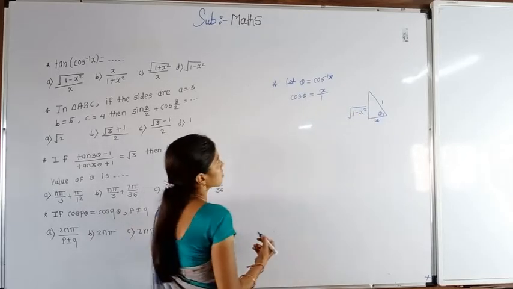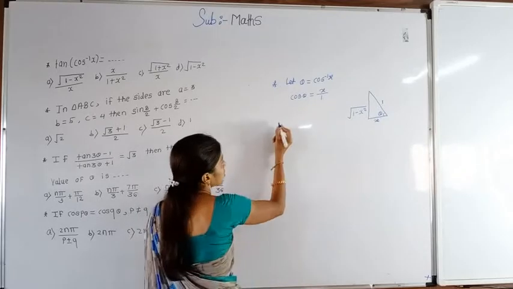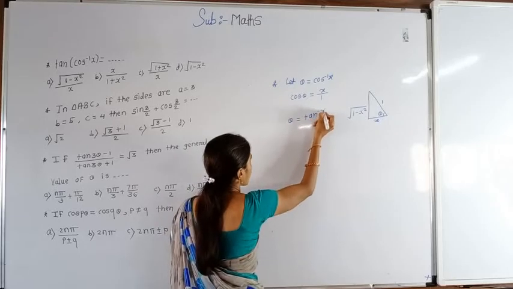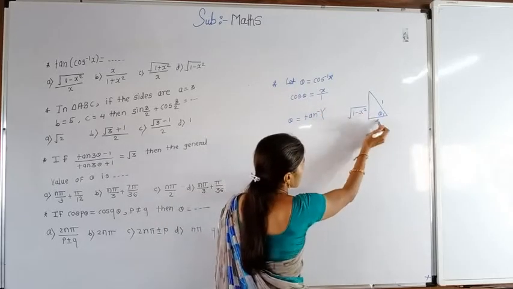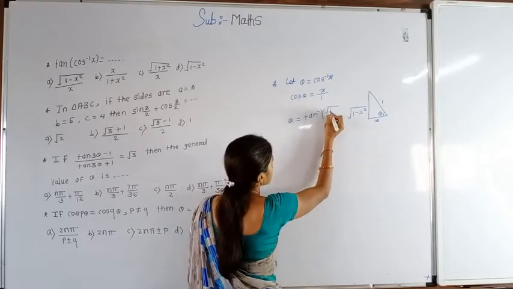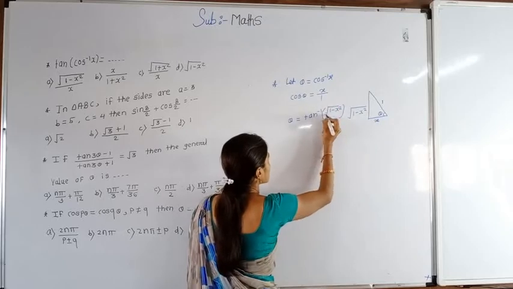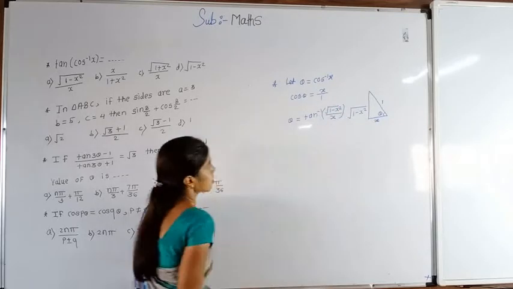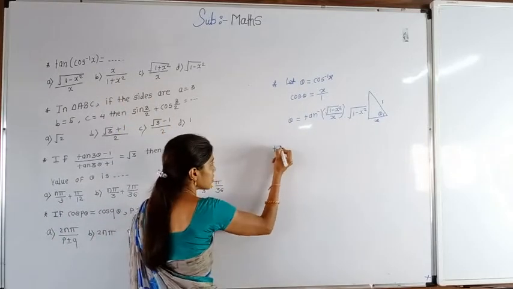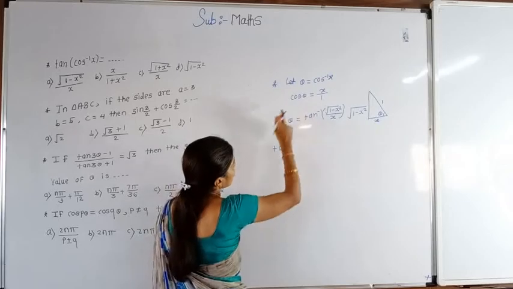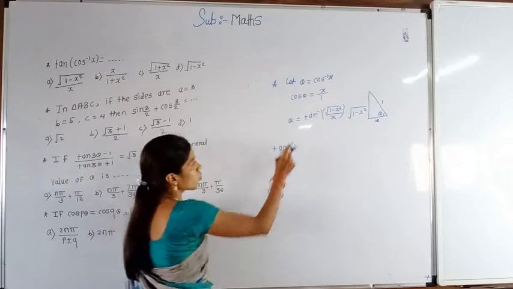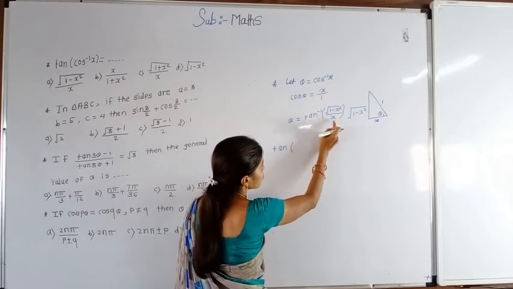So, first we determine the tan trigonometry. Here we can write theta is also equal to tan inverse of opposite side upon adjacent side. The opposite side is root of 1 minus x square, divided by the adjacent side, here x. Put this value in this equation: tan of theta, where theta is cos inverse x, and cos inverse x is also equal to tan inverse of root 1 minus x square divided by x.